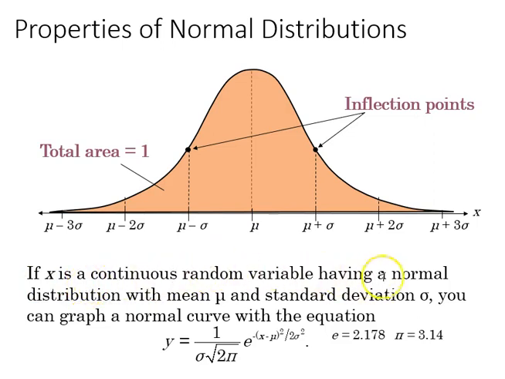If x is a continuous random variable having normal distribution, mean mu, and standard deviation sigma, you can graph the normal curve with this equation: y equals 1 over the standard deviation times the square root of 2 times pi, times e raised to the minus (x minus mu) squared divided by 2 times the variance. Where e is the base of the natural log, and pi, you're familiar with pi also.